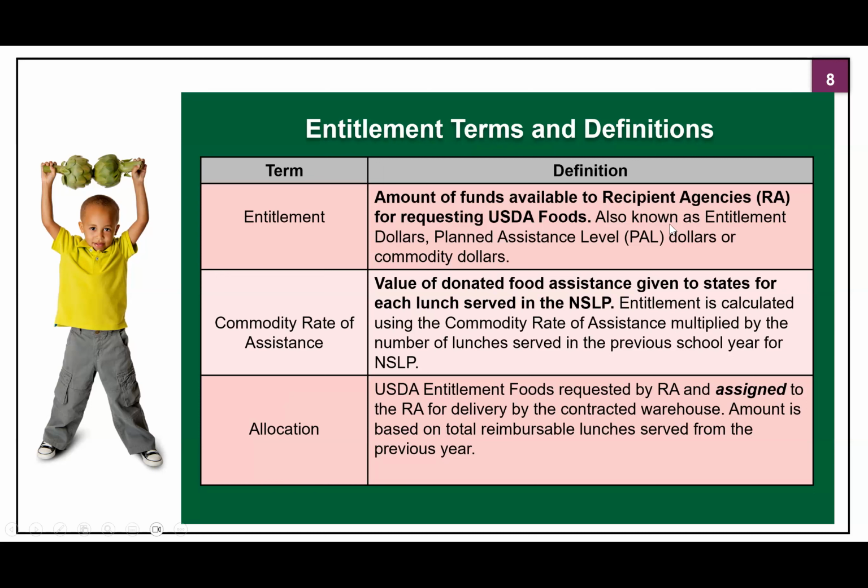And then entitlement is also known as entitlement dollars, plan assistant level dollars, so PAL, which is what you all have commonly heard, or commodity dollars. Commodity rate of assistance: this is the value of donated food assistance given to states for each lunch served in NSLP. So I'm sure a lot of you wonder, how is my entitlement calculated? Entitlement is calculated using the commodity rate of assistance multiplied by the number of lunches served in the previous school year for NSLP. And then allocation, so how is it allocated? USDA foods or USDA entitlement foods requested by RA and assigned to the RA for delivery by the contracted warehouse. So the amount, again, is based on total reimbursable lunches served from the previous school year.